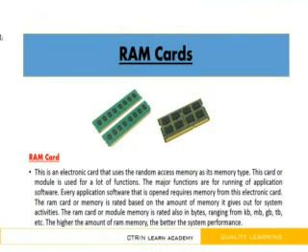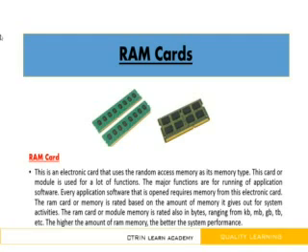Moving on, your RAM cards. Okay, so in this case, the RAM cards are actually electronic cards. We see that it uses random access memory as its memory type. This card or module is used for a lot of functions. The major function is the running of application software. So you can see that there.